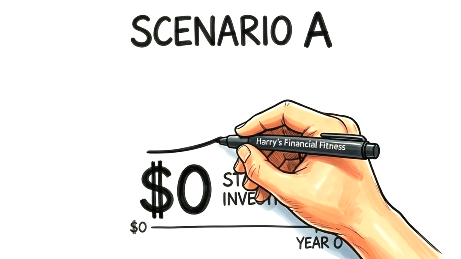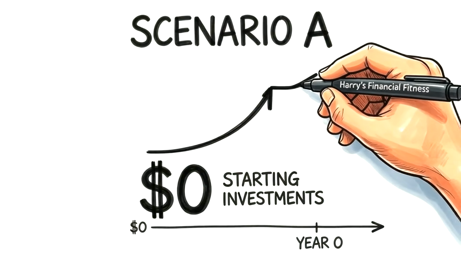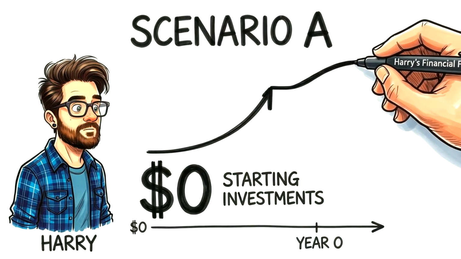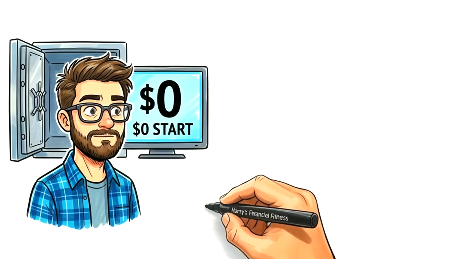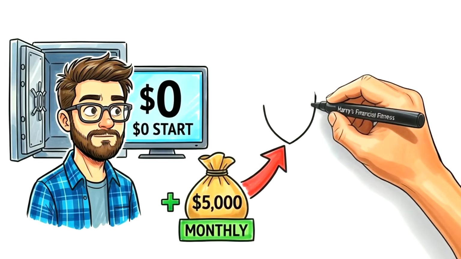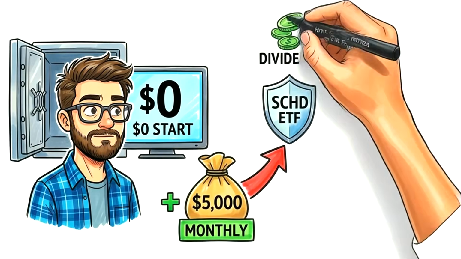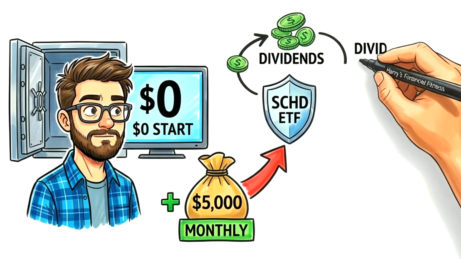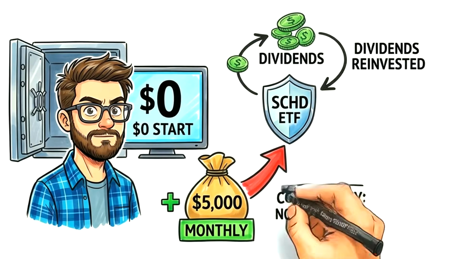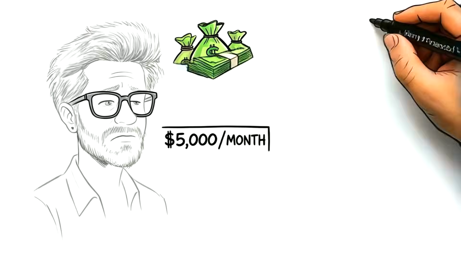Let's start with scenario A, the one most people think is impossible. Harry starts with absolutely nothing, $0. But he commits to investing $5,000 per month into SCHD and reinvesting every single dividend. No exceptions, no skipping months. $5,000 every month for 10 straight years.